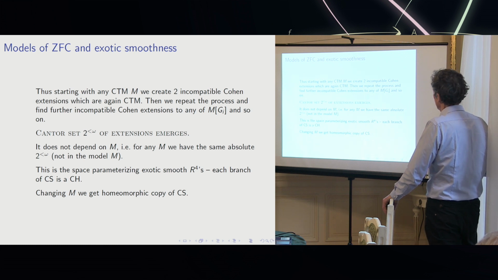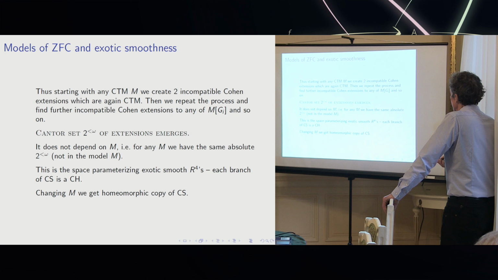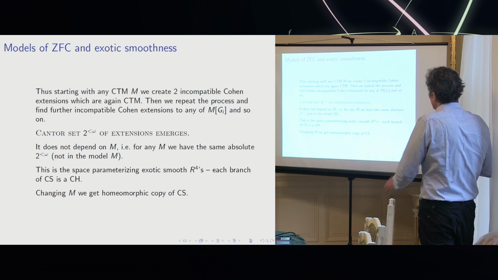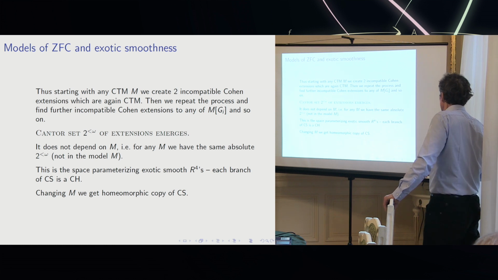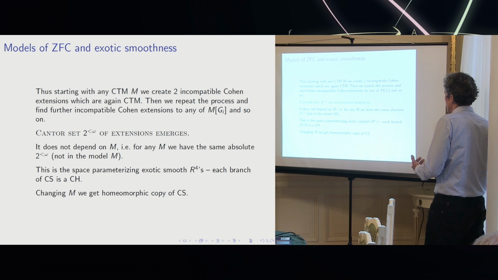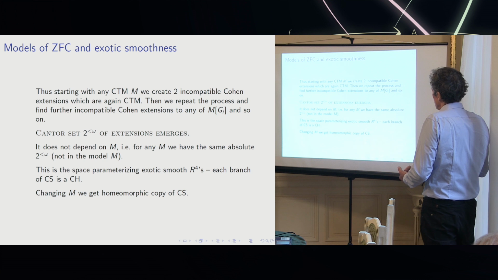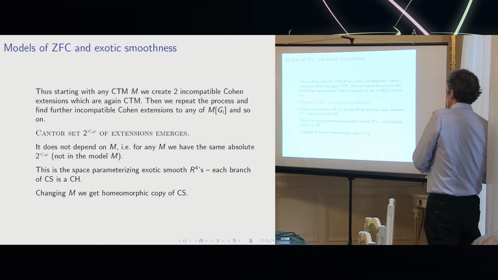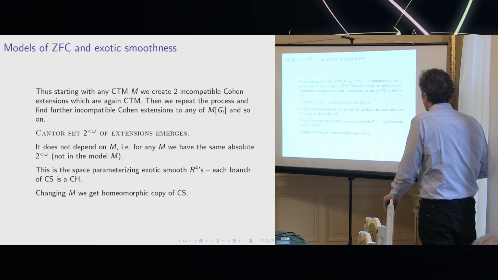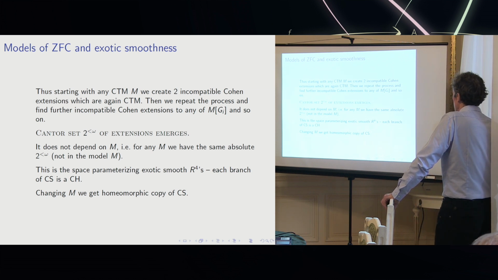So we get a Cantor set of such extensions. And moreover, this Cantor set of extensions is generated by any model M, any countable model of ZFC. Changing M, we get a homeomorphic copy of a Cantor set. There are differences between Cantor sets from the inside of the model, where we see Casson handles and real numbers in this model and non-present in another model. But from the outside, these are all Cantor sets which undergo homeomorphic transformation when changing countable model M.